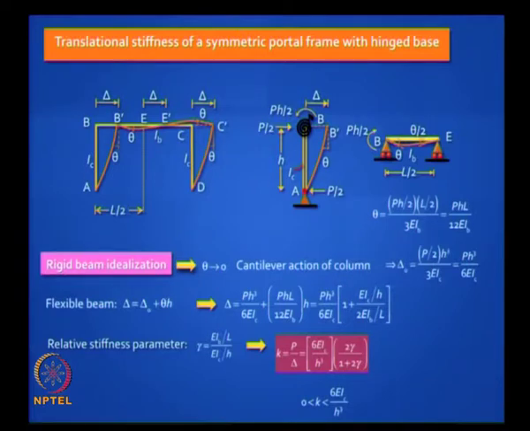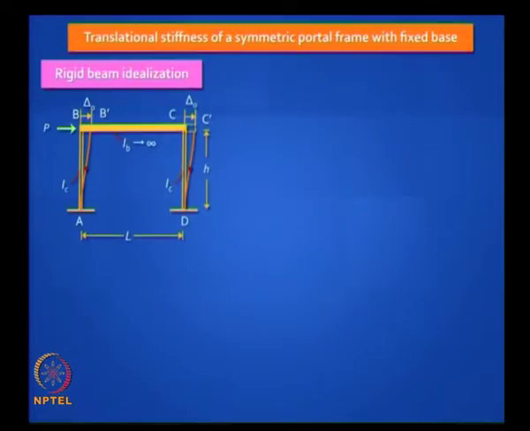Let us take the same portal frame and fix it at the bottom, okay. This is now statically indeterminate, earlier it was hinged at the base. Now let us begin with the rigid beam idealization. This building is sometimes referred to as a shear building, okay. It is a shear mode of movement. Now you see how it is going to behave.